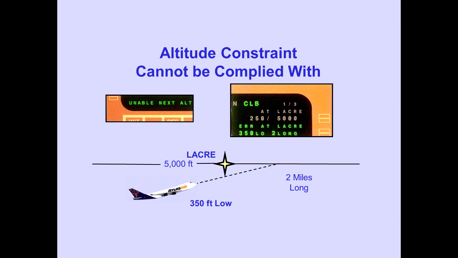If the FMC predicts that the next altitude constraint cannot be complied with, Enable Next Altitude is displayed on the scratch pad, and the estimated error is displayed on the FMS CDU. In this example, at Laker, the airplane will be 350 feet low. The airplane will not reach 5,000 feet until 2 miles past Laker.